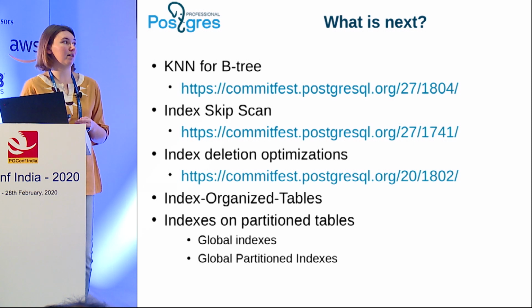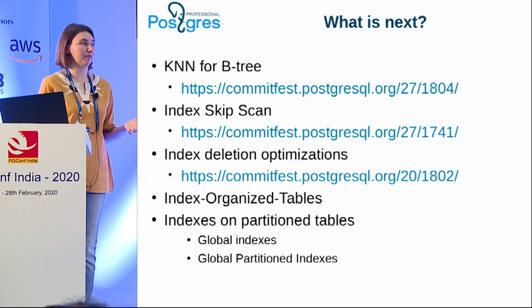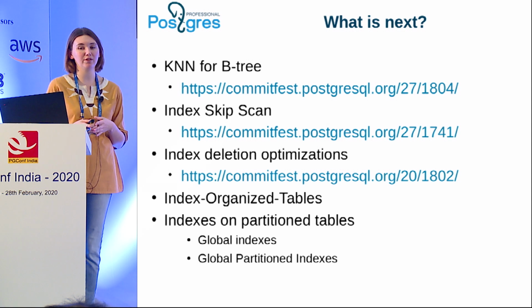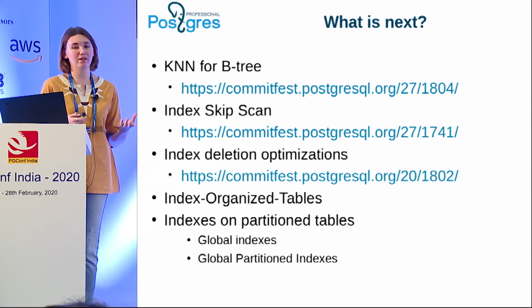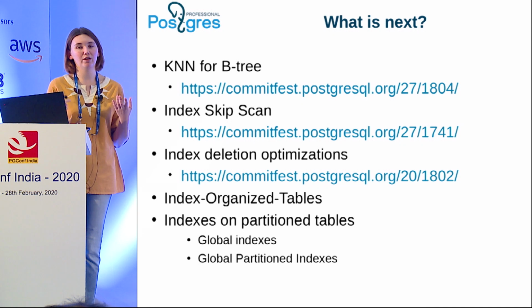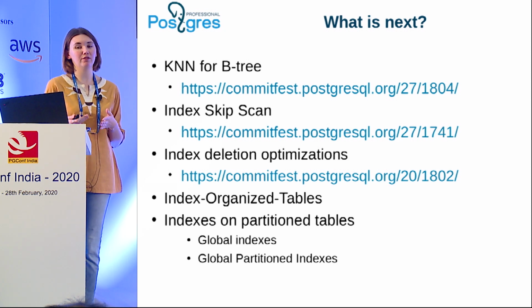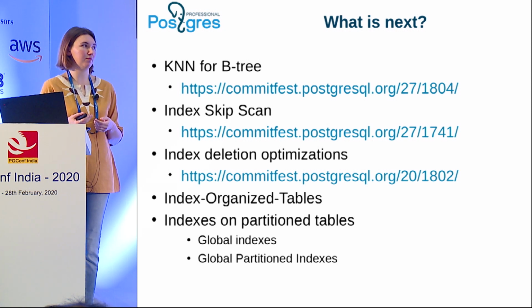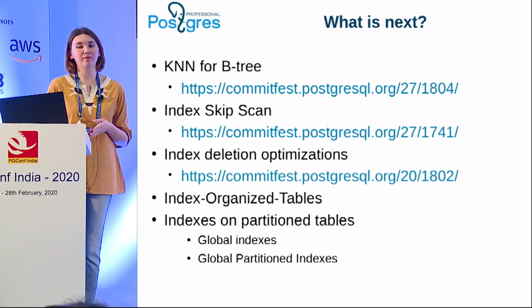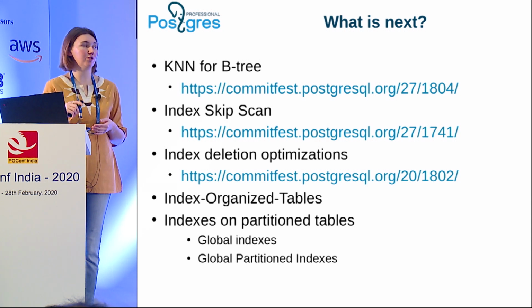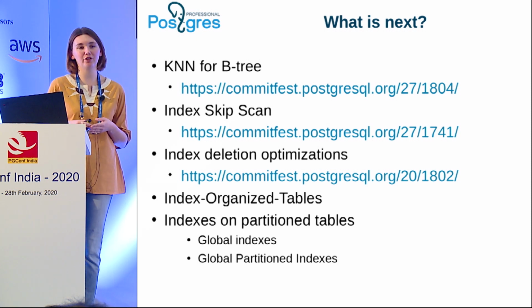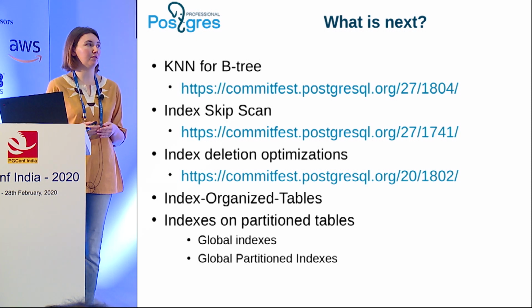What's next? There are even more features to expect for Postgres B-trees. First of them is KNN search for B-trees. For queries when you want to find several points nearest to the point you query, you can use this optimization, and it will speed up such queries twice in time. This patch is almost ready. It was blocked by this deduplication patch, and I hope we will see it in Postgres 13 as well.